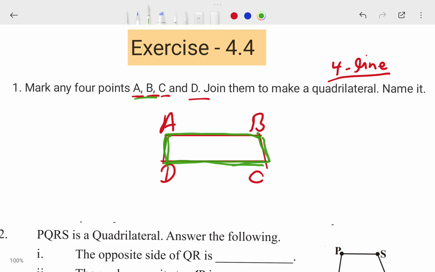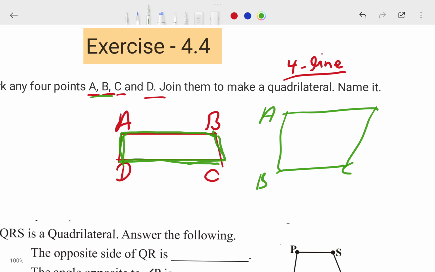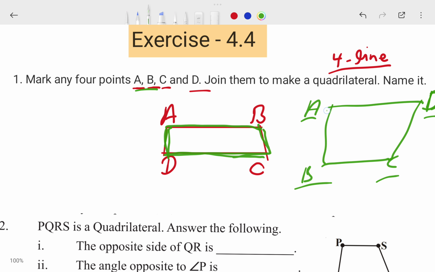You can make it another way also. You can take a figure like this, and write A, B, C and D here. You can do anything. Quadrilateral means simple: you have to take 4 lines. This is one line, this is one line, this is one line, and this is one line.